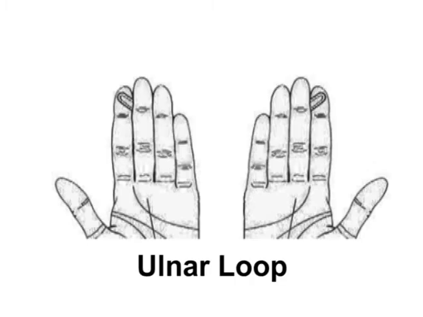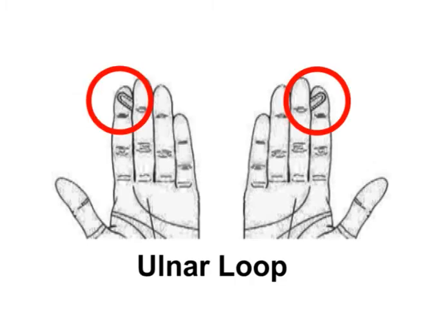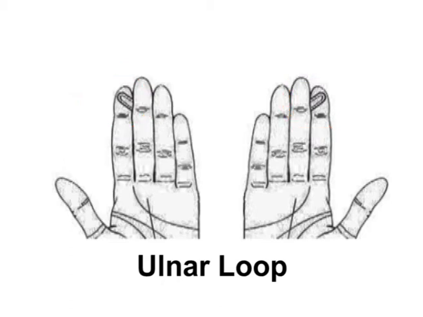When in a loop, the ridges flow from and terminate in the direction of the ulna bone of the forearm, that is, when the loop opens towards the little finger or ulnar bone, it is termed an ulnar loop. In the case of right hand fingers, the ridges slant towards the right side, and in left hand fingers, the slant is towards the left side.